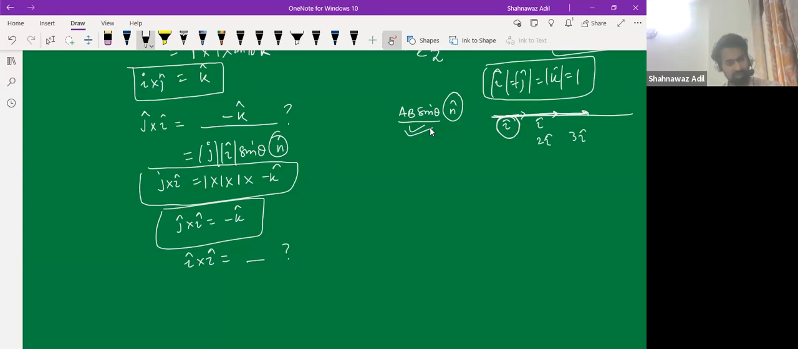So I cross I would be the magnitude of I, the magnitude of I, sine of the angle between I and n hat. That is the definition of cross product, right? So how much would that be? Whatever answer is coming into your mind, if it is correct, then it is good, and if it is incorrect, then I will tell you the answer, right?